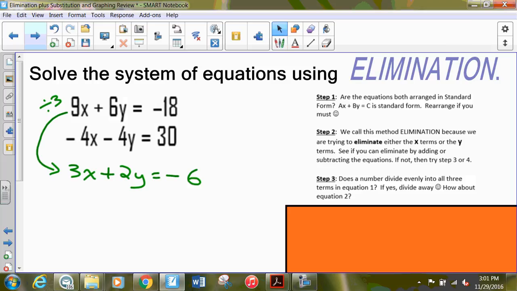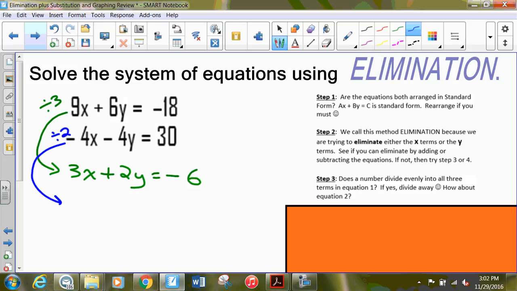So we'll look at the second equation and we'll say, okay, what number goes into negative 4, and 30? Well, the biggest number is going to be 2. Sometimes it's good to divide by the biggest number you can find. Sometimes you have to get a little strategic about what number to divide. But in this case, 2 works. Negative 4x divided by 2 is negative 2x. Negative 4y divided by 2 is negative 2y. And 30 divided by 2 is 15.